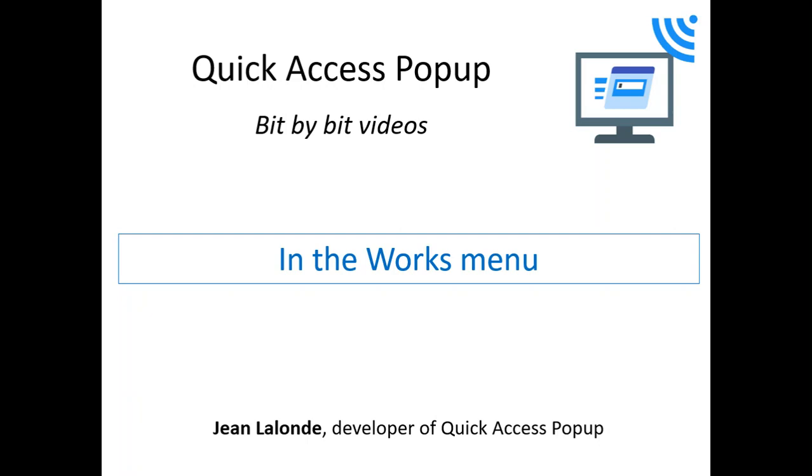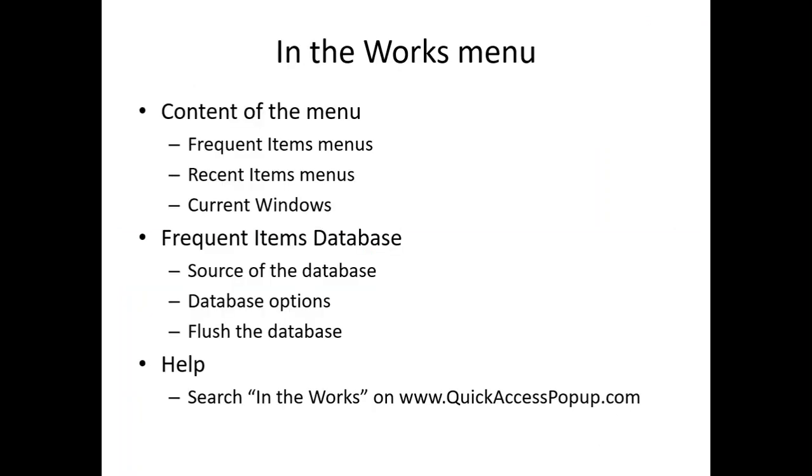Welcome to this bit-by-bit video about the In the Works menu, the menu that contains your recent, your frequent, your current files and windows. So we'll see what is the content of this menu. We'll see the frequent items database that is used to collect the information and build the frequent items menu. We'll see some options about that and how you could flush the database if you need to do it. And in the end, we'll see how you can get more help on the quickaccesspopup.com website.